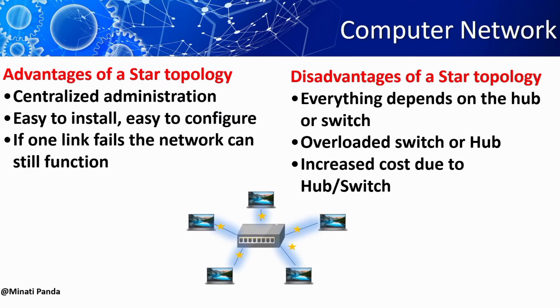Now we'll discuss some disadvantages. Here, a failure in the central node will affect the entire network. If the central node, that means switch, hub or router, is failed, no communication can take place. If the central node has a lot of traffic, a lot of processing, the performance will deteriorate. We have to purchase a hub, switch or router. It will increase the installation cost.